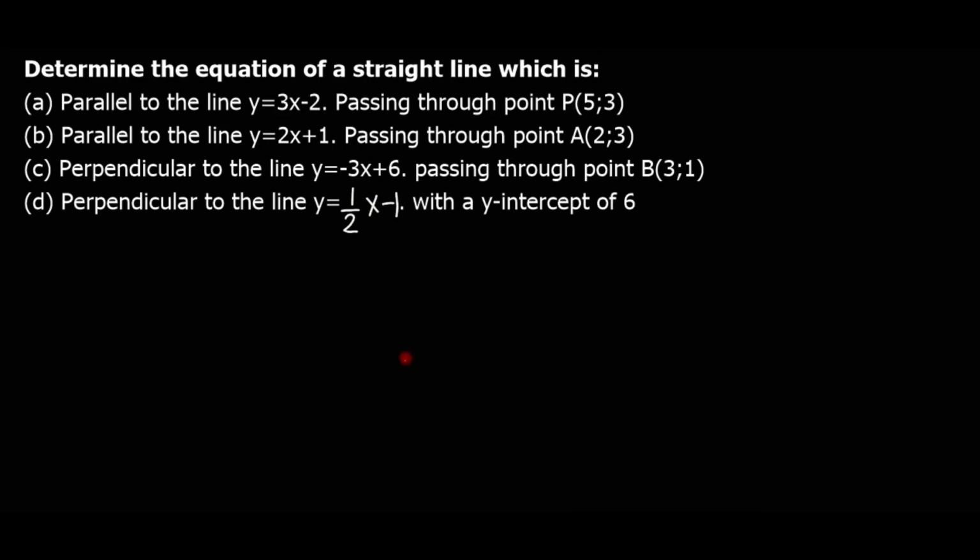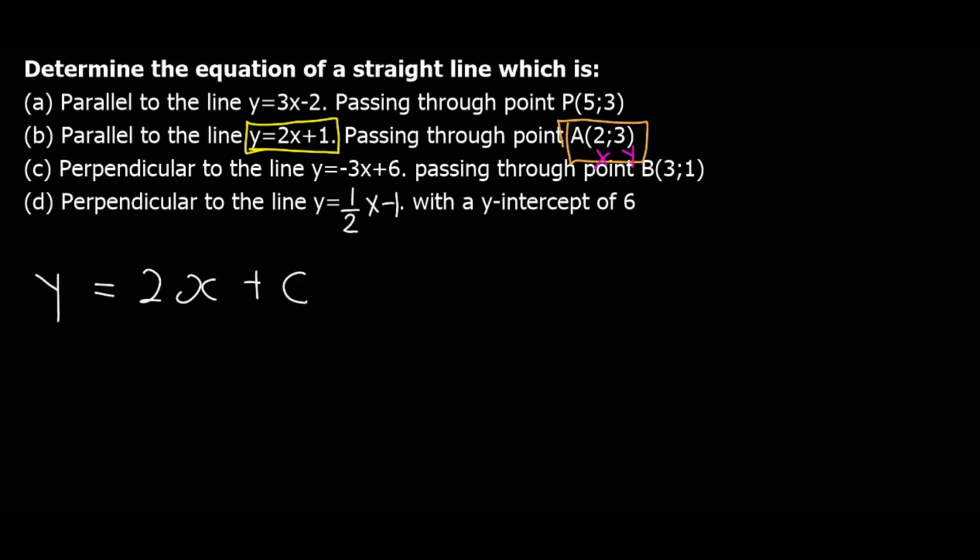And then let's do part b, which is similar to part a. So they gave us the equation y is equals to 2x plus 1, and the question says find the equation parallel to this line y is equals to 2x plus 1. So we will do the same thing. We know that if they are parallel they have equal gradients, so I can say y is equals to 2x plus c, and then they gave us that it passes through the point (2, 3).